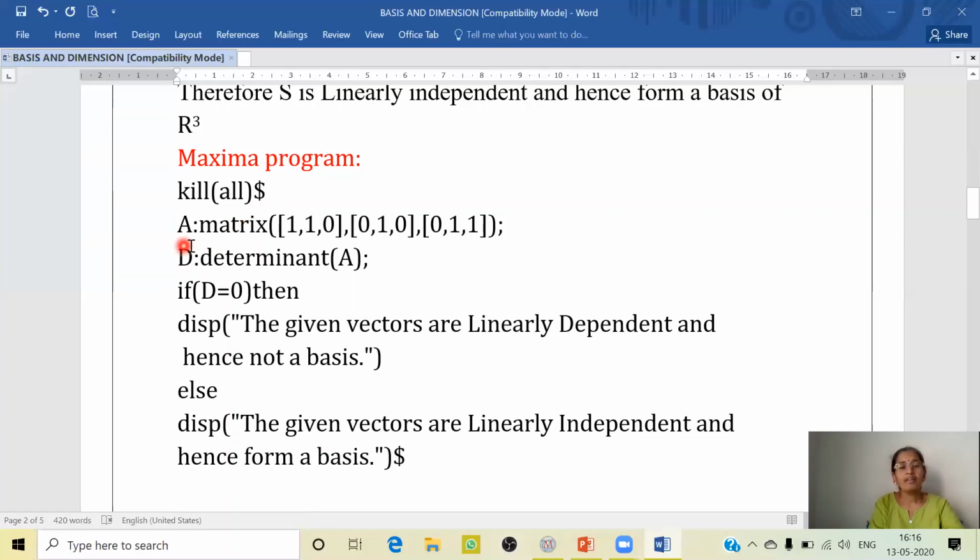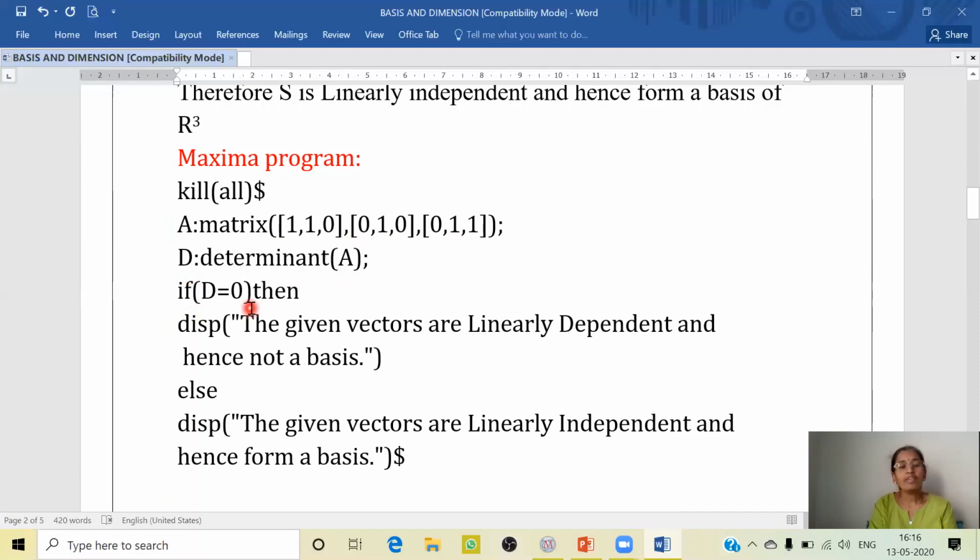Now let us represent the given three vectors in the form of a matrix. Let us use the user variable A colon matrix, the command to display the matrix, and the rows are written within the square brackets. Next, to find the determinant of this matrix A, we use the command determinant of A, which returns the determinant value of matrix A. And let us denote that by D.